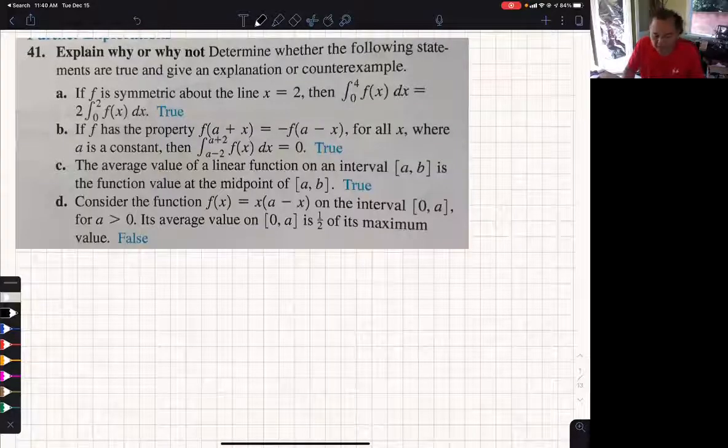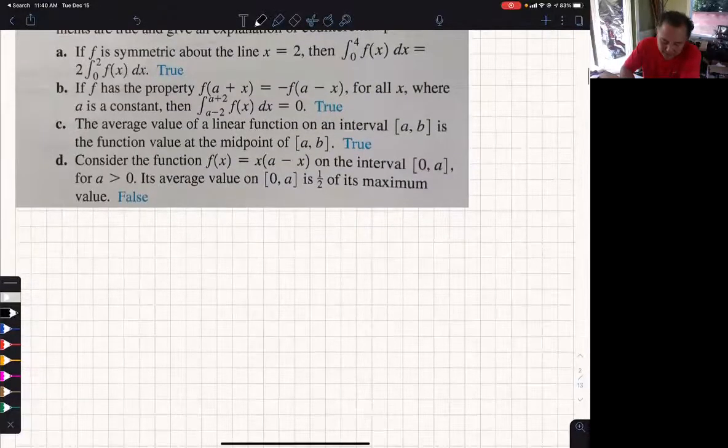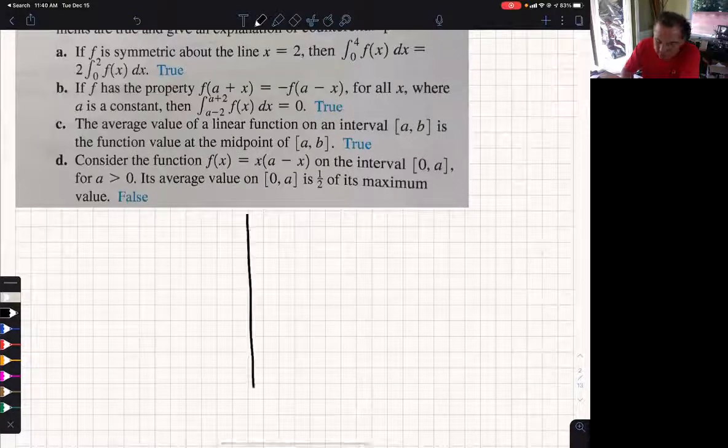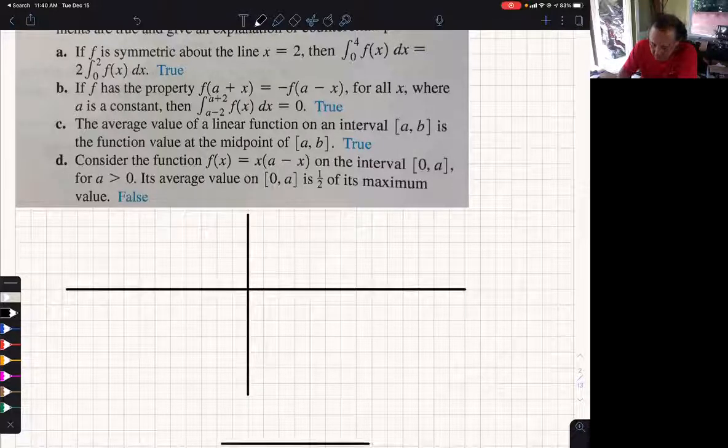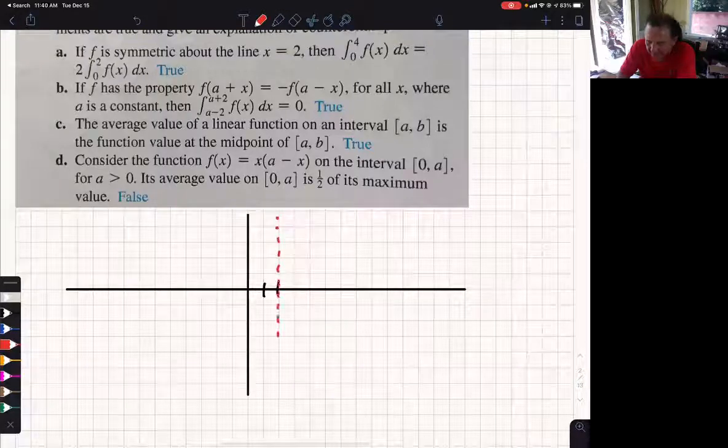5.5, number 41. Explain why or why not. So f is symmetric about the line x equals 2. What does that mean? I'm going to draw a picture and show you what it means. So it has symmetry about the line x equals 2. So we'll say 2 is right there. That's going to be a point of symmetry.